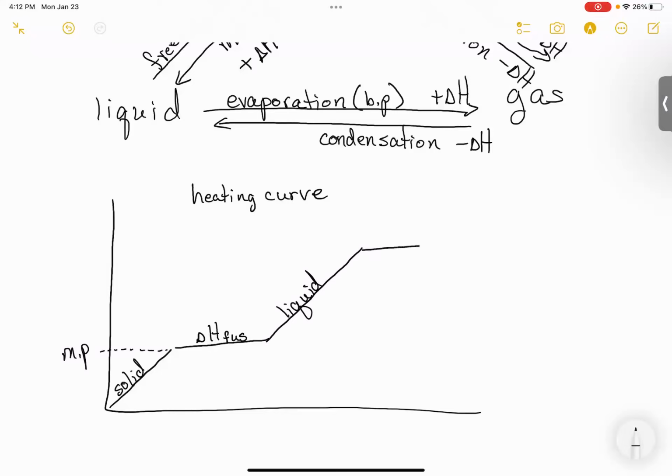And then you go through your delta H of vaporization. And again, it's a flat line because you're going to have some molecules going into vapor form as quickly as others go back into liquid form until you can overcome all of the forces at once. And the delta H of vaporization occurs at the boiling point. And then you finally get into the gas form.